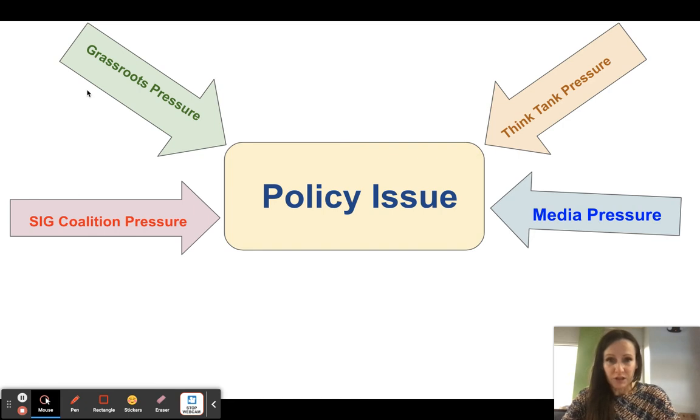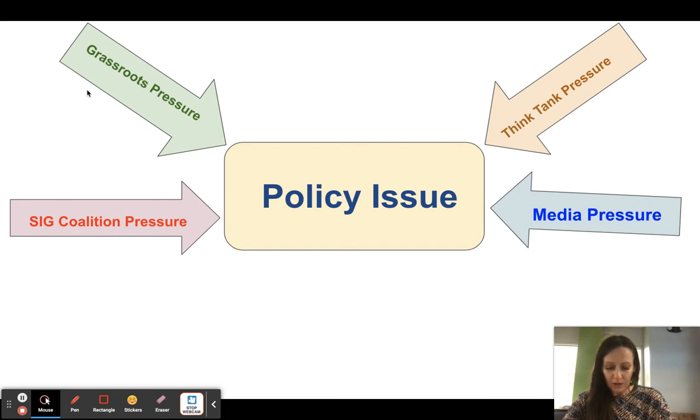So when we look at policy issues, what puts pressure on policy issues to develop? We have media pressure, think tank pressure, grassroots pressure from the people, and also the special interest groups coalition pressure. My gosh, so many people have emails.